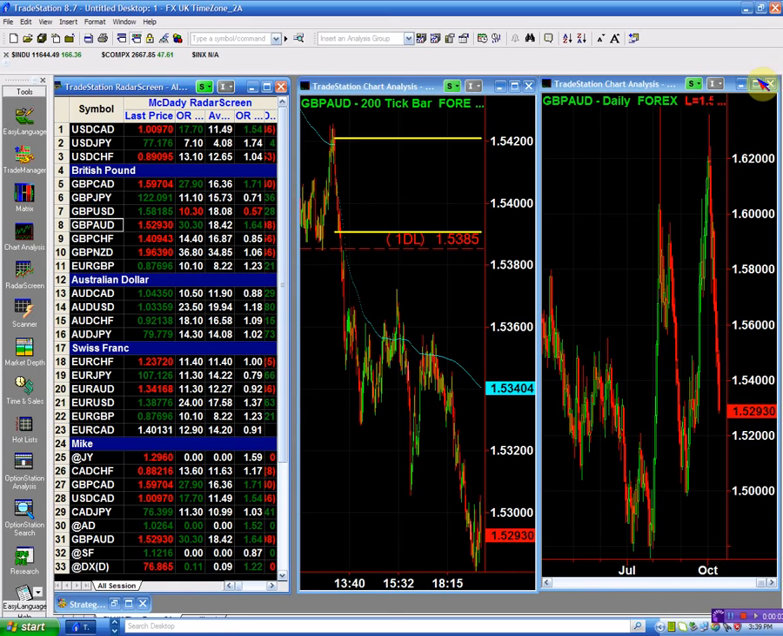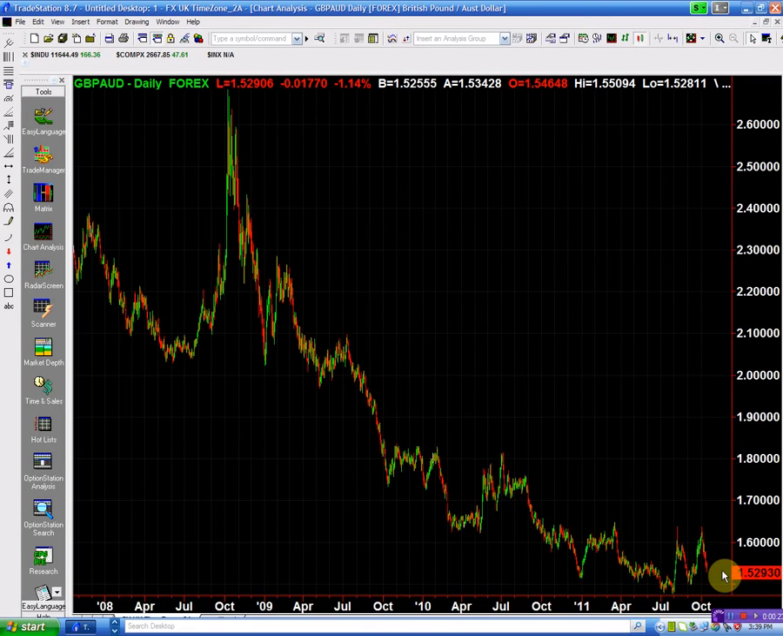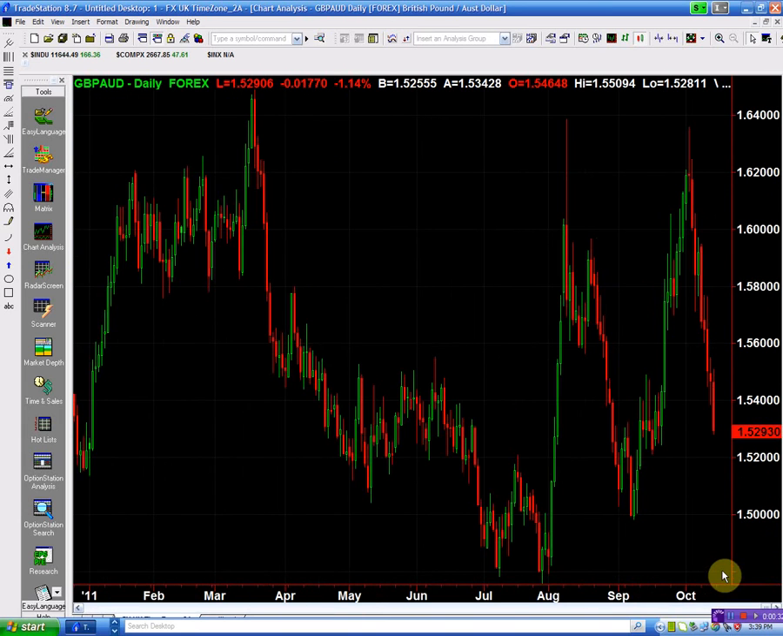If you look at the pound Aussie, this is continuing in the downtrend. Technically, compared to the Australian dollar, the pound is quite weak. It is trading near all-time low, as you can see on the chart. We do not have any trend change to the upside, so technically our bias is still to the downside.